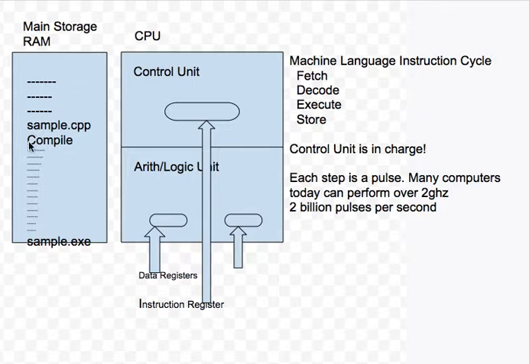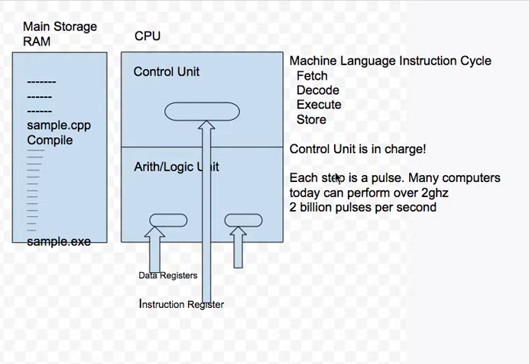Now the control unit will fetch the second instruction and put it in the instruction register. It will decode it, figure out what it needs to do, and get the necessary data and put the data in the data registers. The control unit will tell the ALU to execute, to do what it needs to do. It'll store the result back here in main storage, and it will continue to do this until there are no more machine language instructions. So each one of our machine language instructions over here goes through this cycle of fetch, decode, execute, and store, and you can clearly see the control unit is in charge.